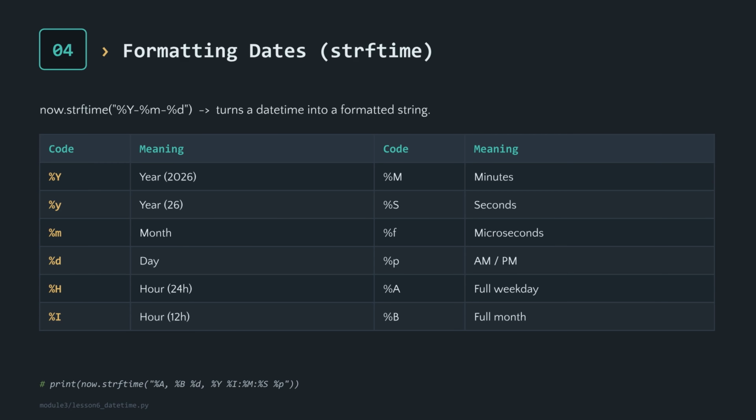Once you have a datetime, you'll often want it as readable text, and that's strftime's job. You hand it a format string full of codes, and it turns your datetime into a formatted string. This table is your cheat sheet. Capital Y for the 4-digit year, lowercase y for 2 digits, m for month, d for day, H for 24-hour, I for 12-hour, and over on the right, M for minutes, S for seconds, p for AM or PM, A for the weekday, B for the full month name.